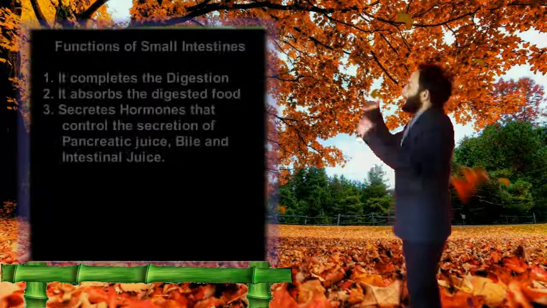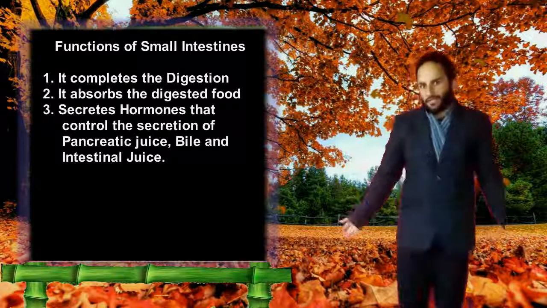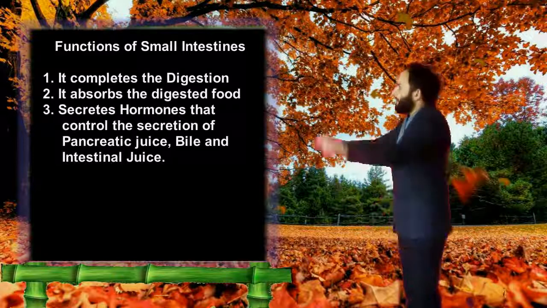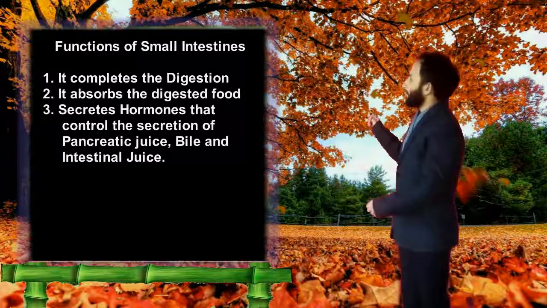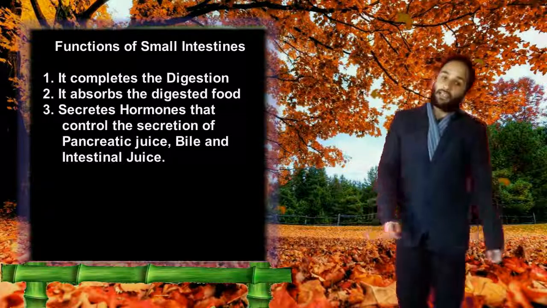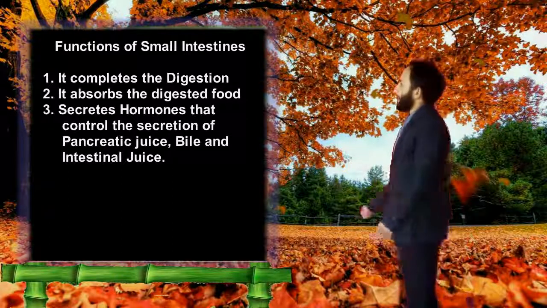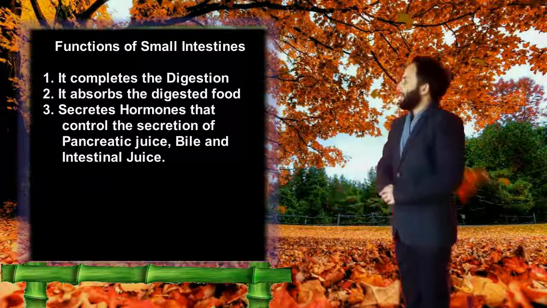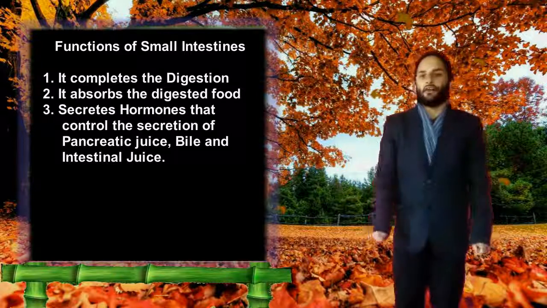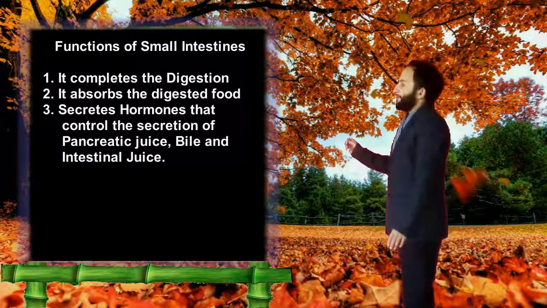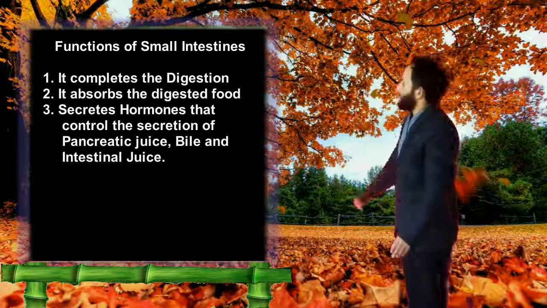Now we will summarize the functions of the small intestines. It completes the digestion. It absorbs the digested food, and secretes hormones that control the secretion of pancreatic juice, bile and intestinal juice.